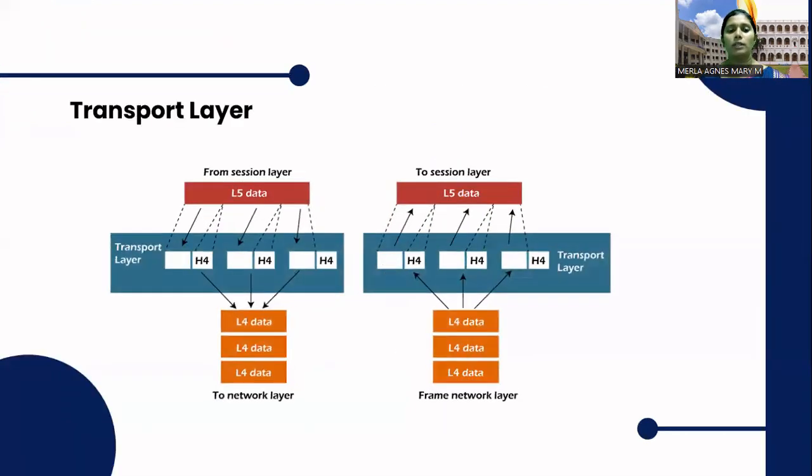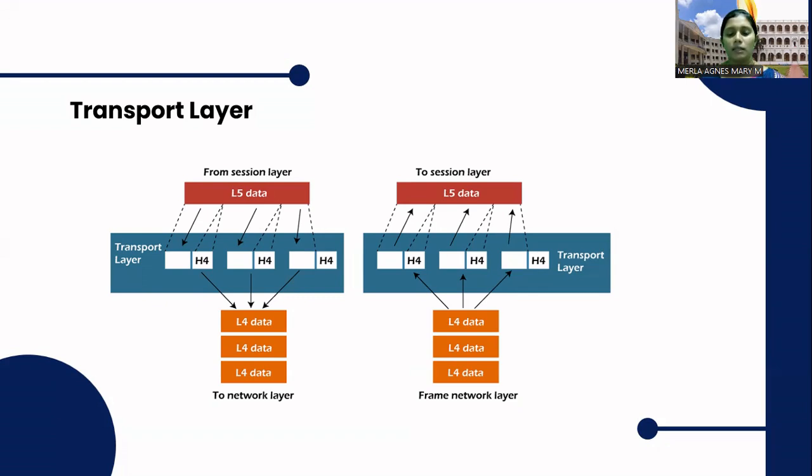Let's see how the transport layer works. The data from the session layer gets into the transport layer, and the data is divided into multiple segments with the header format. Based on the header, the data will be arranged and moved into the network layer.